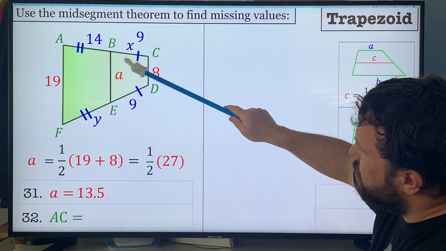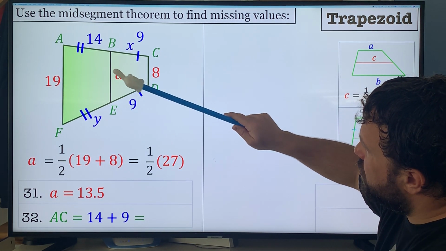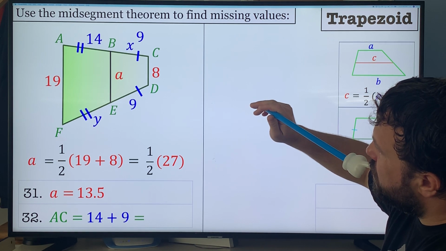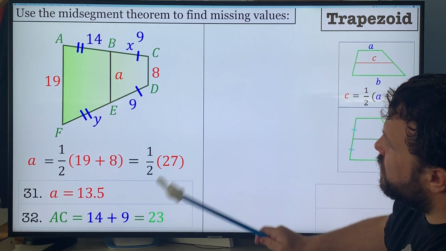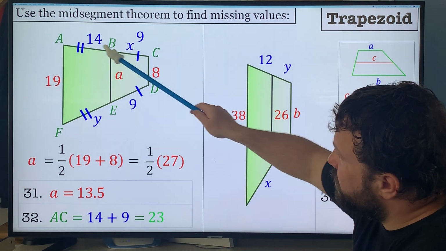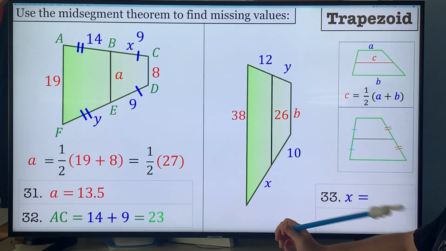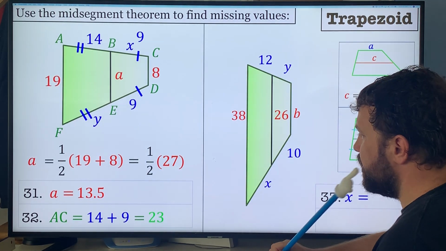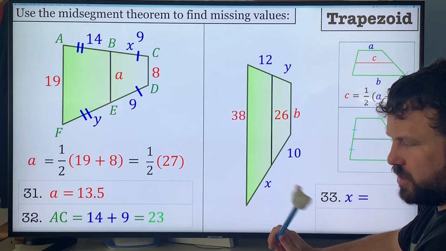So, whoa. That's not good. 23 is incorrect. That should be 28. 14 plus 14 equals 28. That's a mess up. That doesn't say 3, that says 8. You just looked at it wrong.